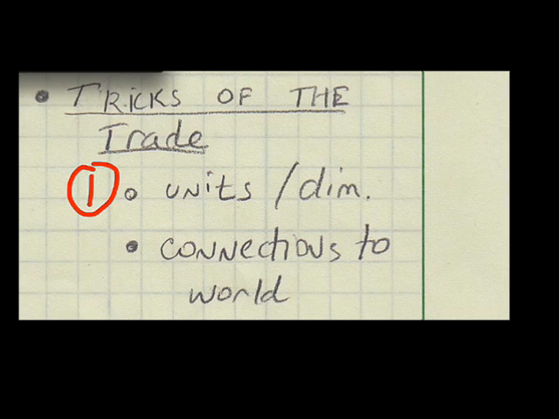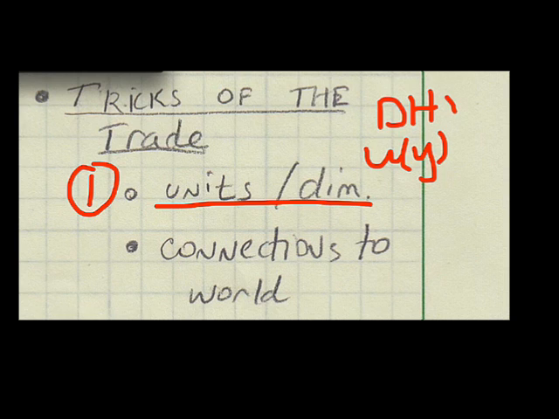Number one, consistently use units and dimensions. For example, when I did this problem, I checked that the given equation for u of y was dimensionally homogeneous, and indeed it was. Tip two, connect new knowledge to your everyday world. I gave you an example of this using glycerin.